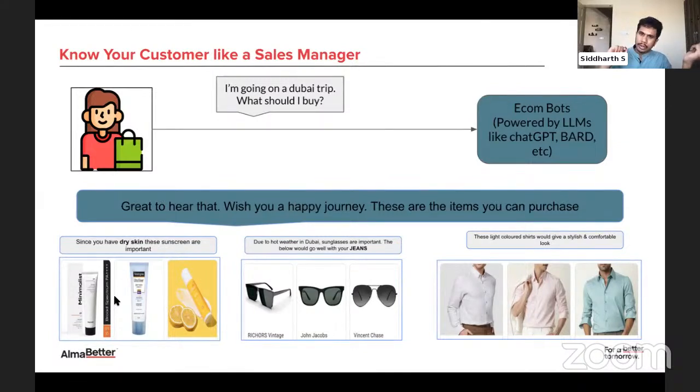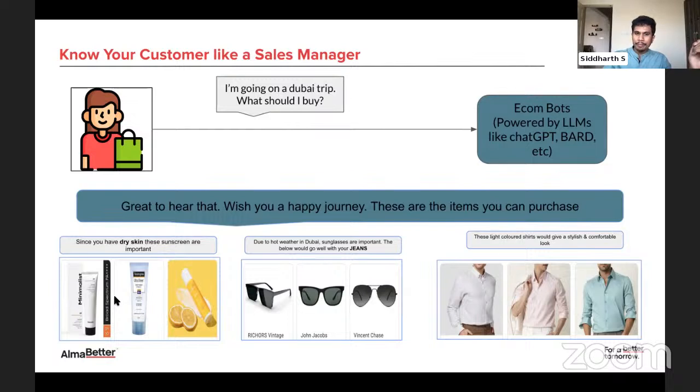Again, based on the user data, right? The user must have purchased something previously on the website, so it understood that the user's skin is dry. It didn't just recommend sunscreen. If you see specifically, it recommended a sunscreen for dry-skin people, because there is a personalization aspect to it and a recommendation aspect to it also. That is where the e-commerce websites are planning to go.